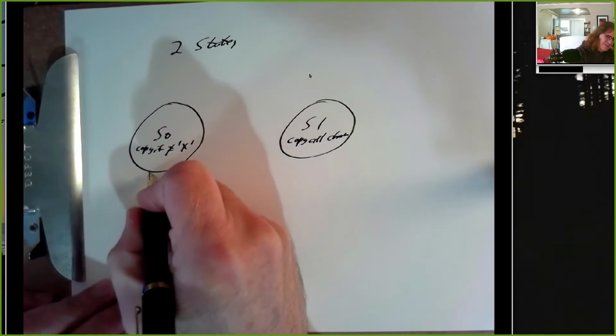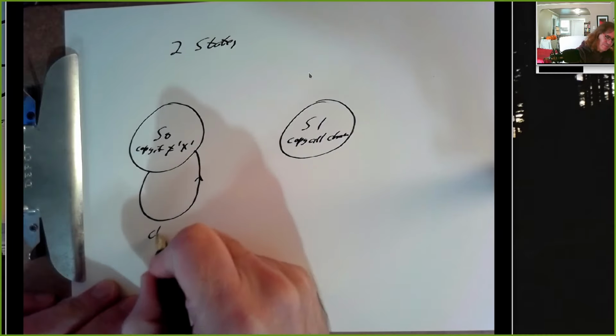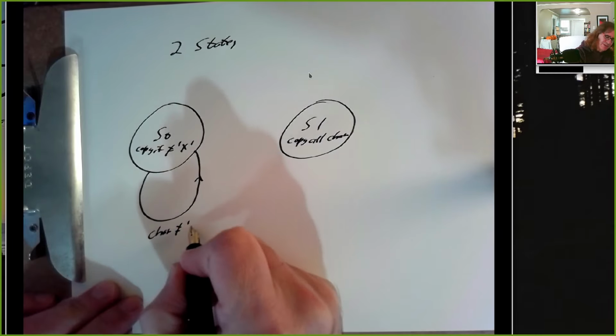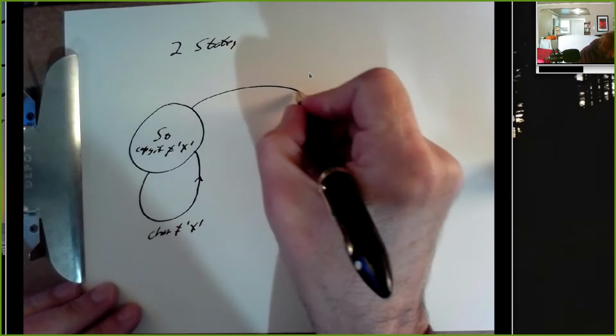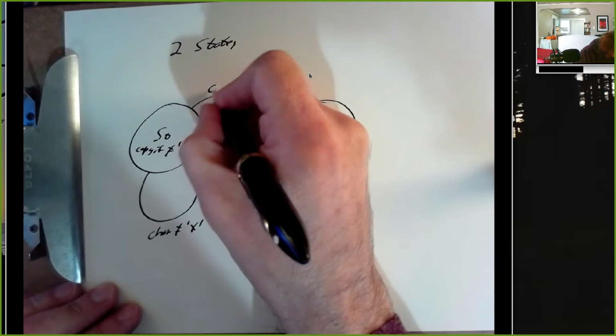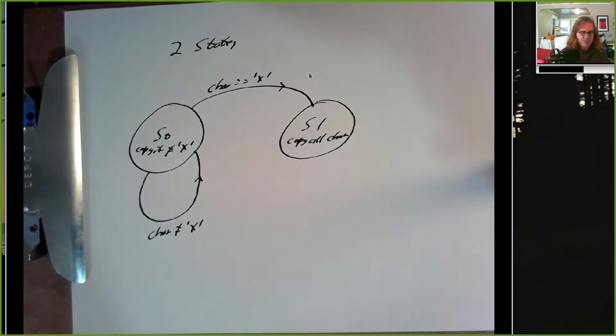If you're in state 0 and your character is not the letter X, you stay in state 0. If you're in state 0 and your character is the letter X, you go to state 1.